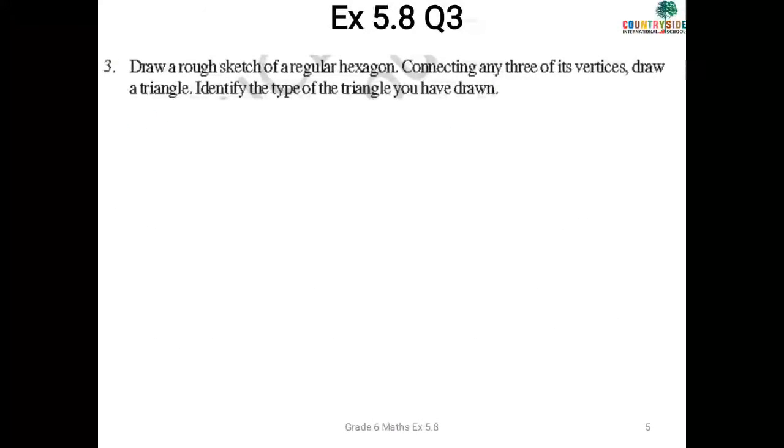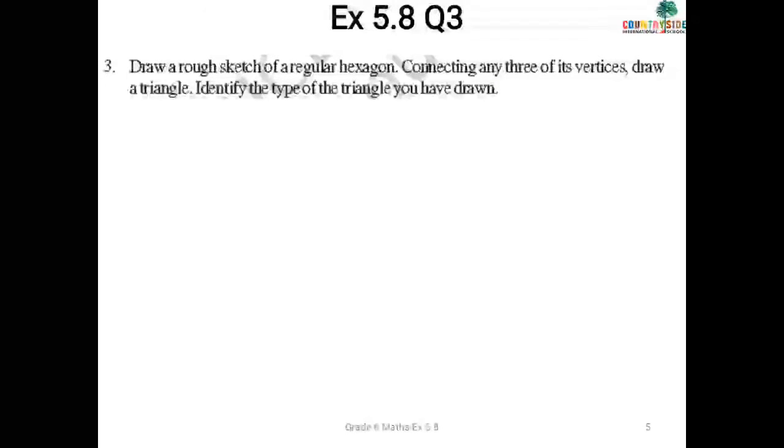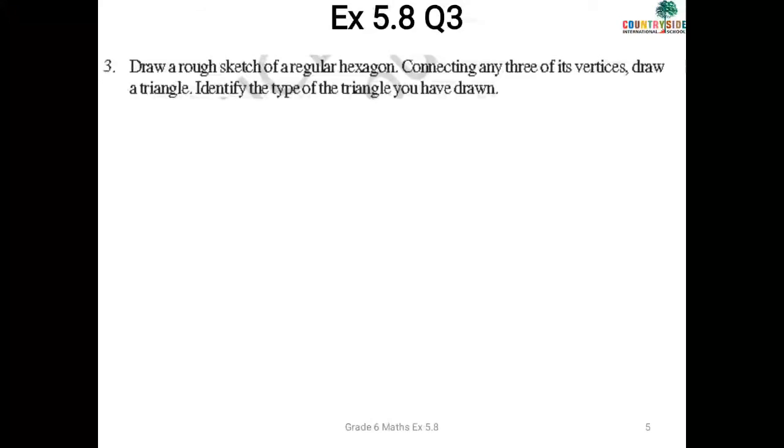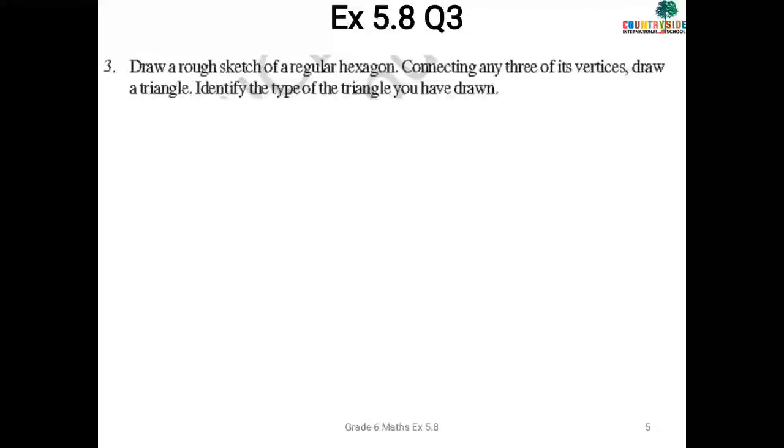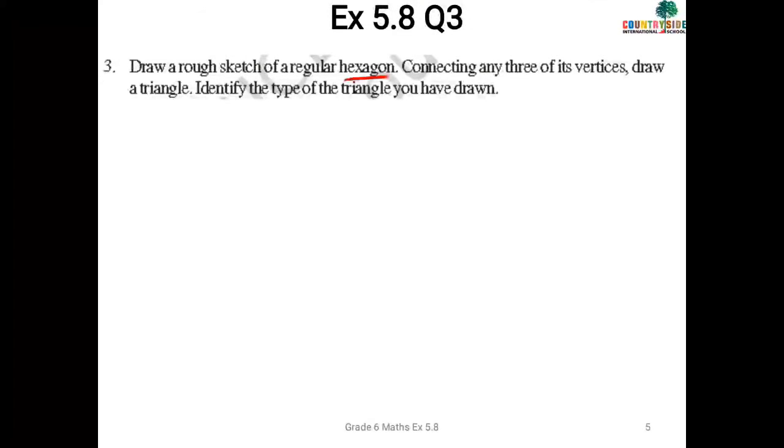So scholars, now let's start question number 3 from the exercise 5.8. So read the question very properly. Draw the rough sketch of regular hexagon connecting any 3 sides of vertices. Draw a triangle. Identify the type of triangle you have drawn. So in this question, first of all, underline this word hexagon and underline this word triangle.